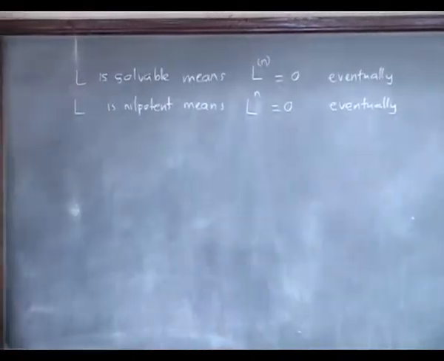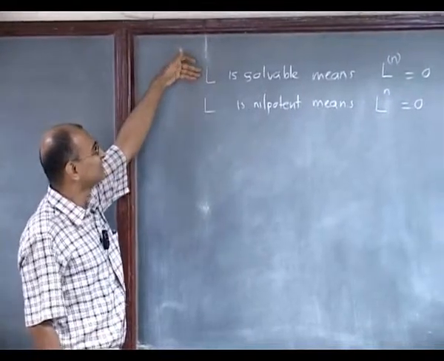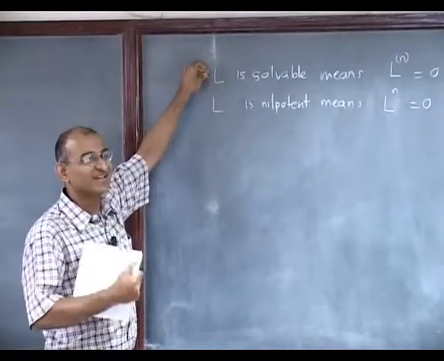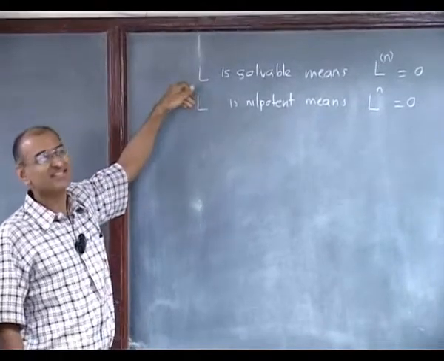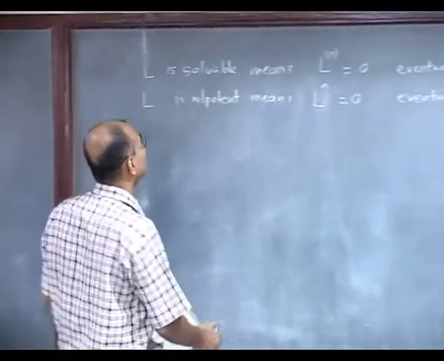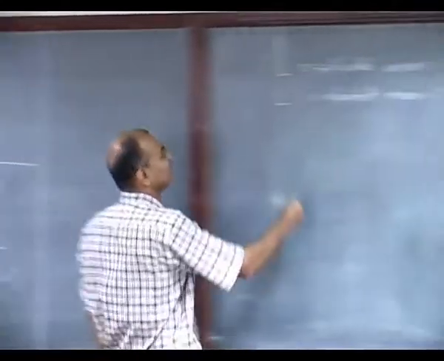But in any case, more than the notation, let us recall what this means. It means I take the commutator of L with itself, then I take the commutator of what I get with that thing itself, and so on, whereas here the commutator is always taken with L itself at each stage. And so, if you say that something is nilpotent, it is a much stronger thing, it is harder for something to be nilpotent.